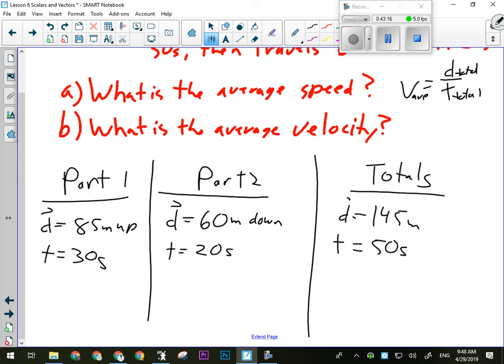All right, part B wants to know the average velocity. Do I also need to know my total displacement? Yeah, because velocity is total displacement divided by total time. If I went 85 meters up and then 60 down, then I am still 25 meters above where I started, right? So now I've got all my totals. Now I can calculate my average speed. It'll be total distance divided by total time, so that'll be our 145 meters divided by 50 seconds.